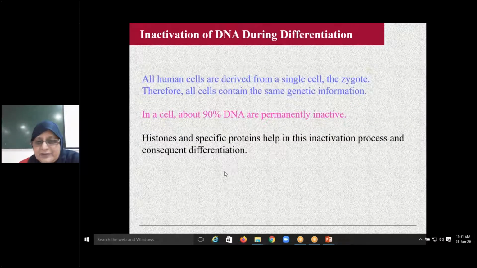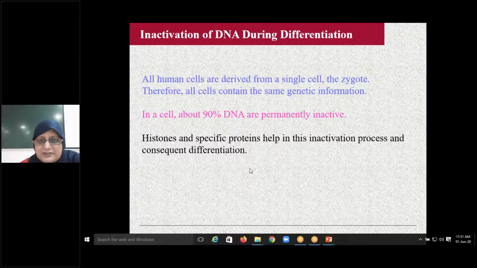Now inactivation of the DNA occurs during differentiation. As we know, all the human cells are derived from a single cell, that is a zygote. So all of the cells will contain the same genetic information. But of the 100% of the DNA, about 90% of the DNA will be permanently inactive. That means only 10% of the DNA in a body will be active. And the histones and specific proteins help in the inactivation process. And this in turn helps in differentiation.